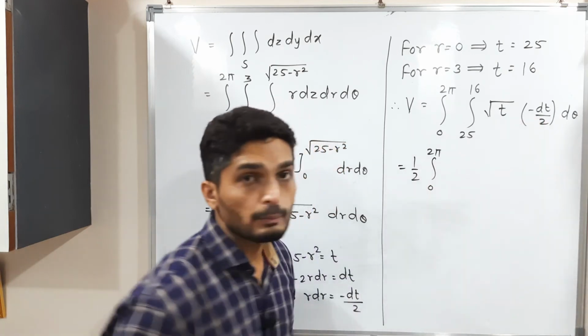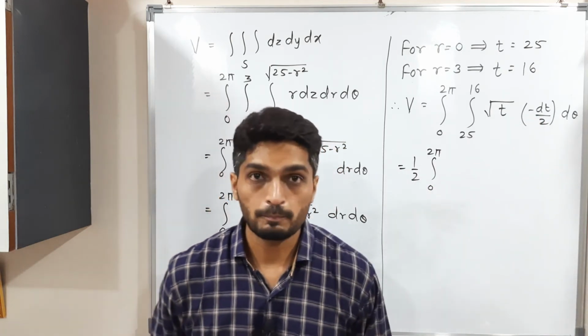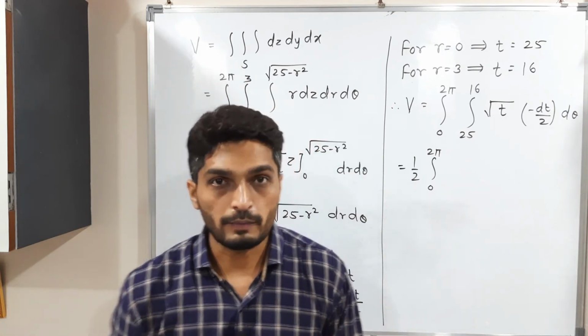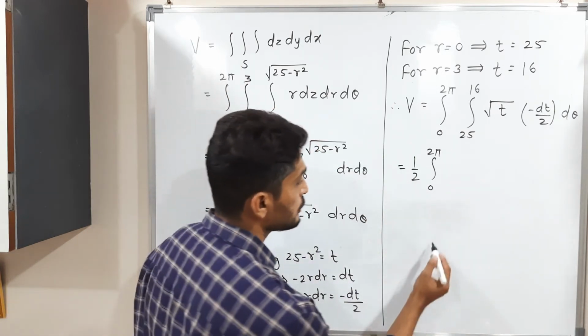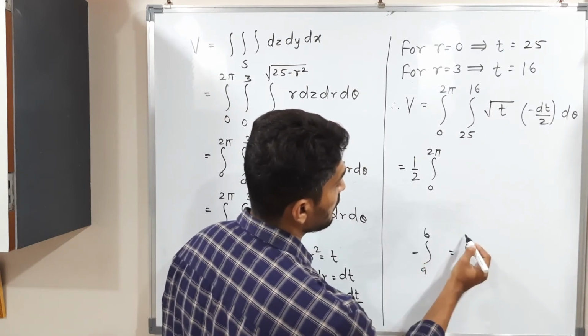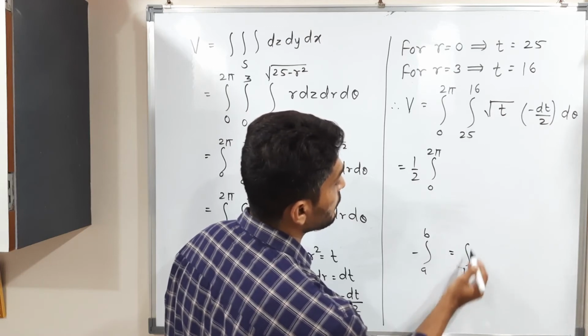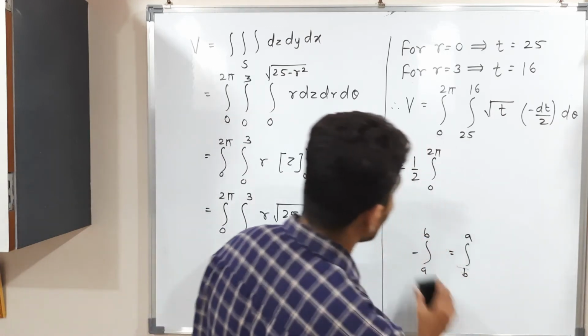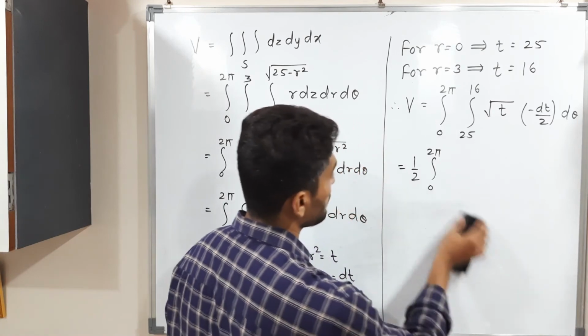See, if you want to remove that minus sign, there is one more idea. We can interchange the limits and that minus sign will vanish. So this is one result. That means integration a to b, if there is a minus sign, then you can write integration b to a by removing that minus sign. This is one property of definite integral, so I'm going to use it. Just a minute, let me remove it.